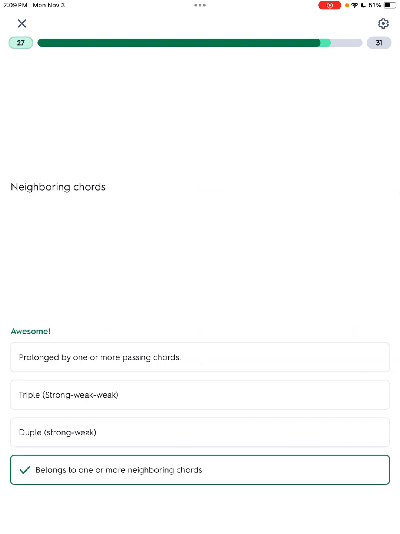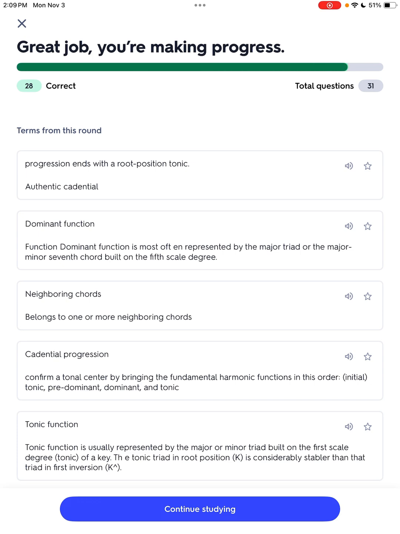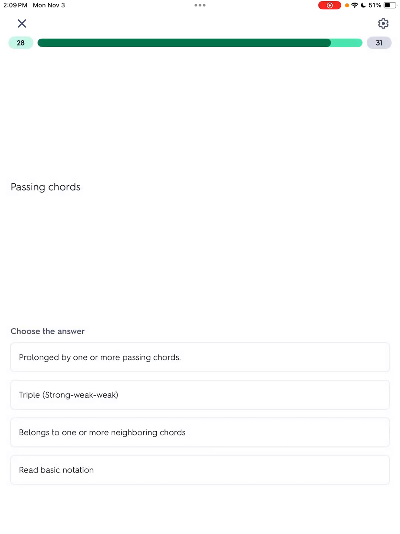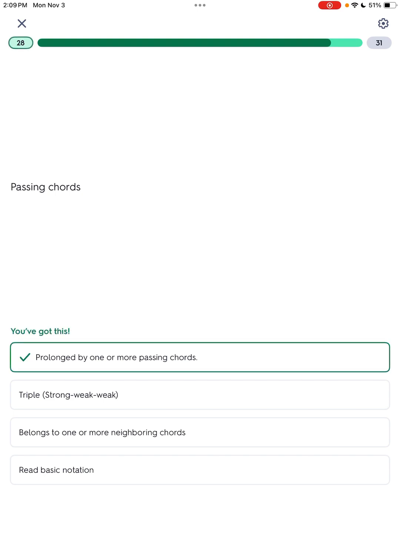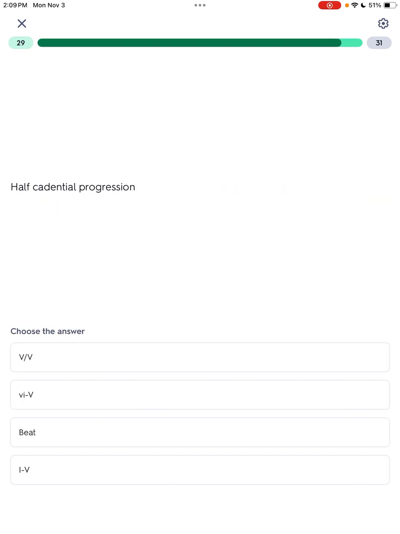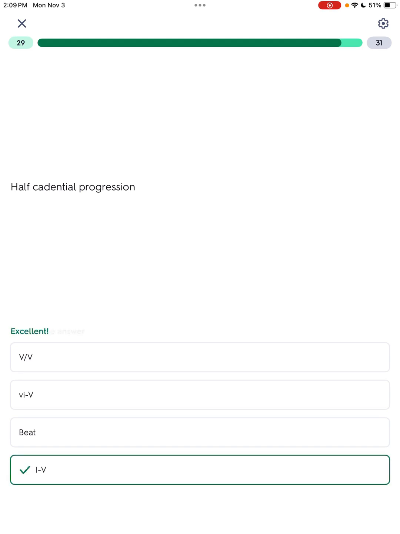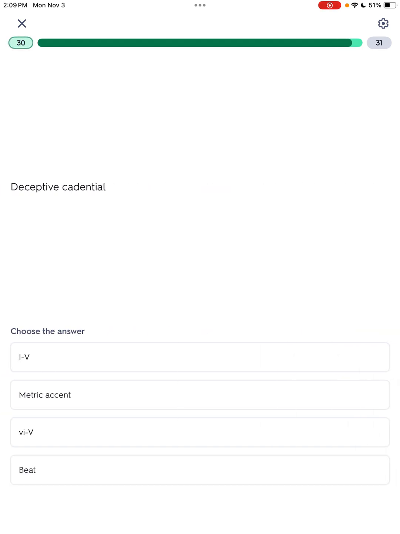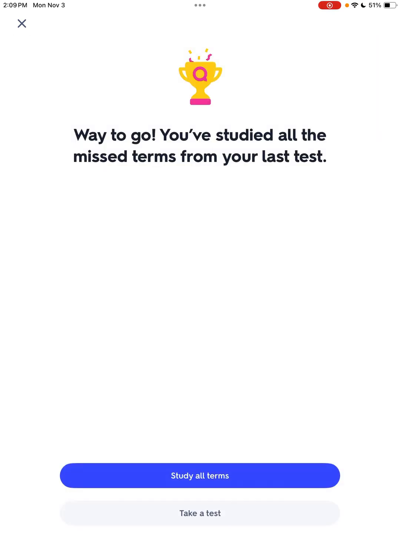Neighboring chords. Passing chords. Half cadence, 1 and 5. Deceptive.